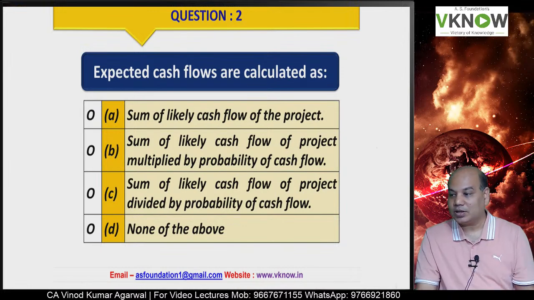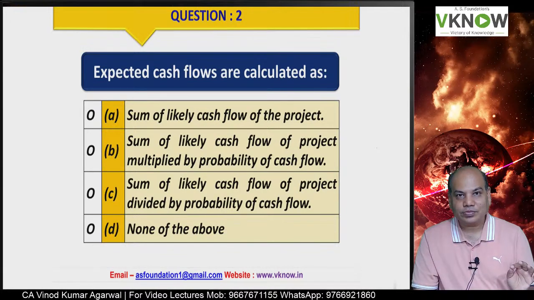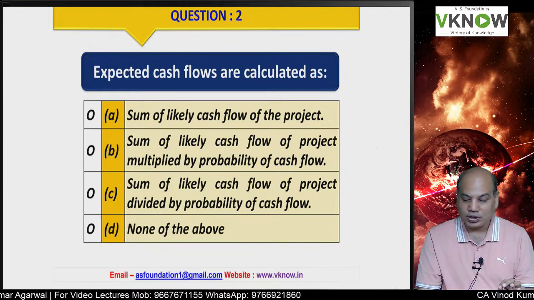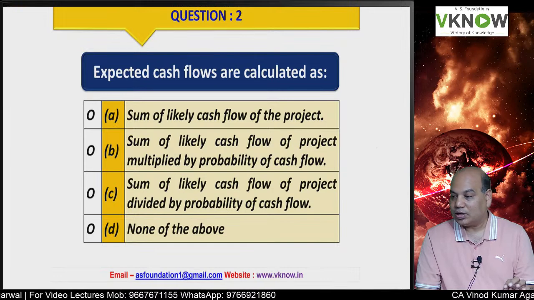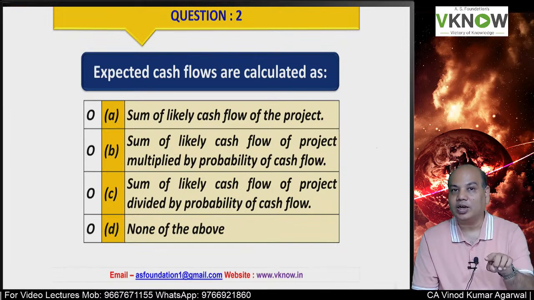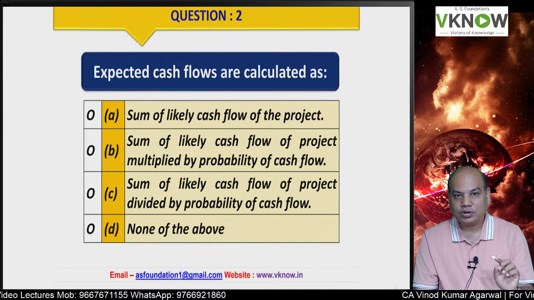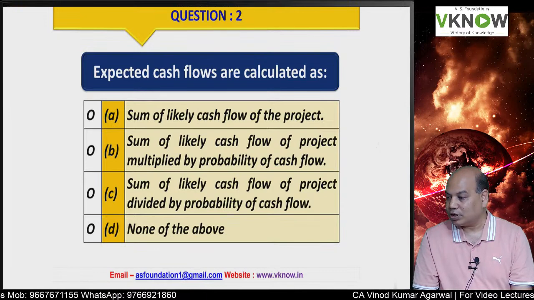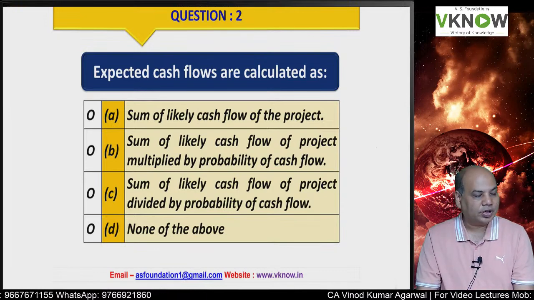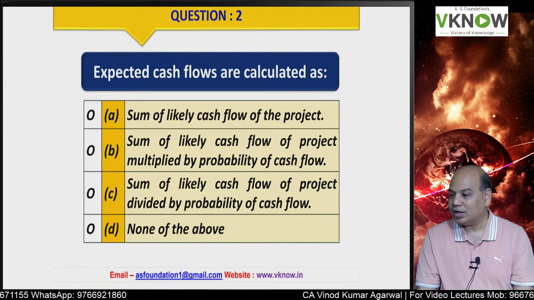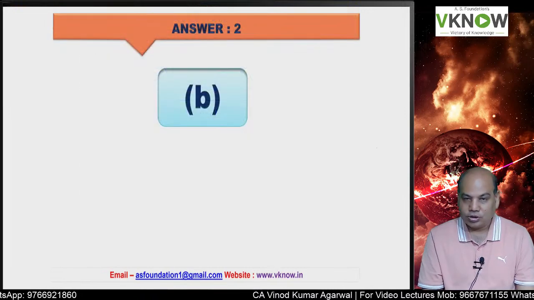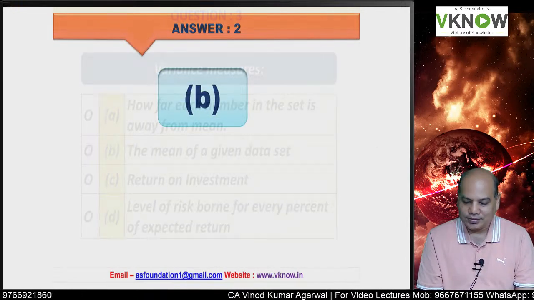Expected cash flows are calculated as, which we have done in this chapter in the beginning. Expected cash flows are calculated as sum of the likely cash flow of the project. Very good, Sajid. Sum of the likely cash flow of the project multiplied by probability of cash flow. Third, sum of the likely cash flow of the project divided by the probability of cash flow. And D, none of the above. Which option is right? 2B. The student is saying 2B. Very good. 2B is the right answer.